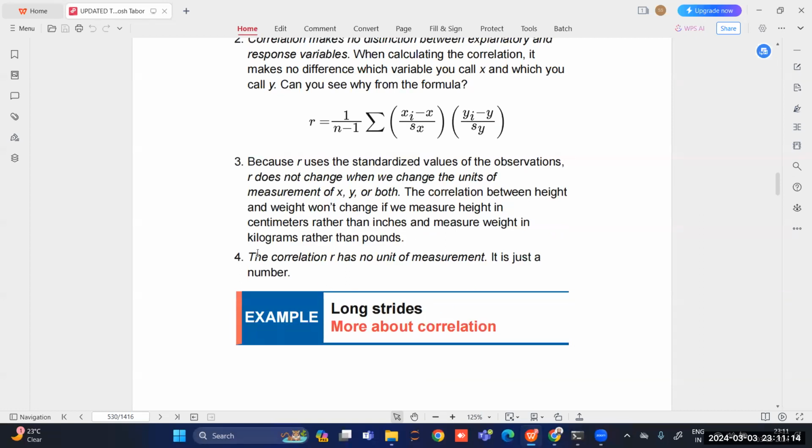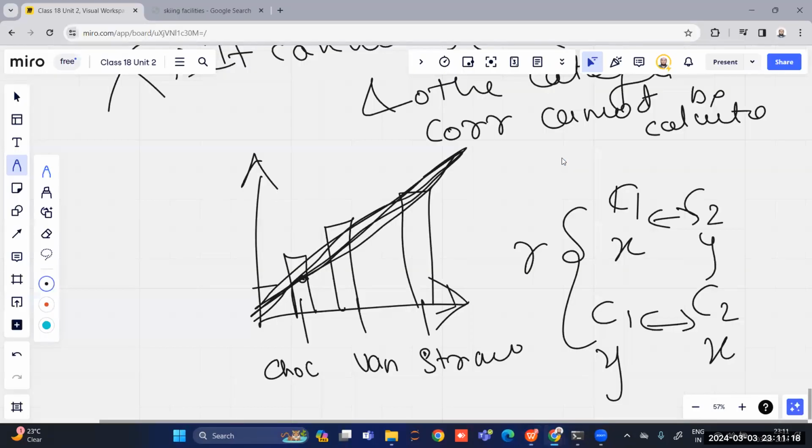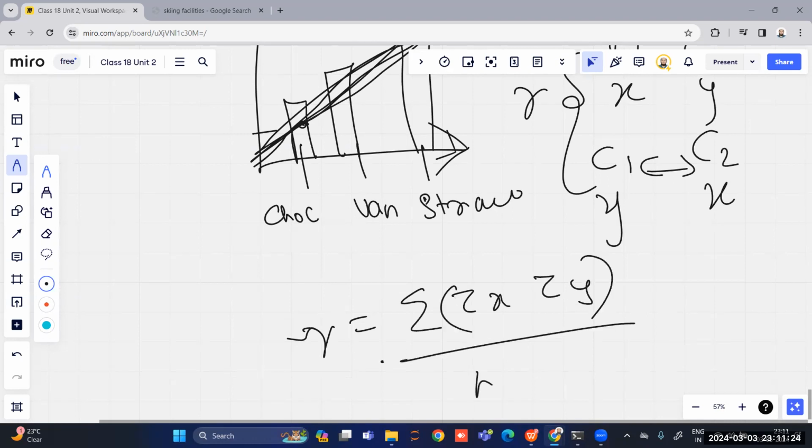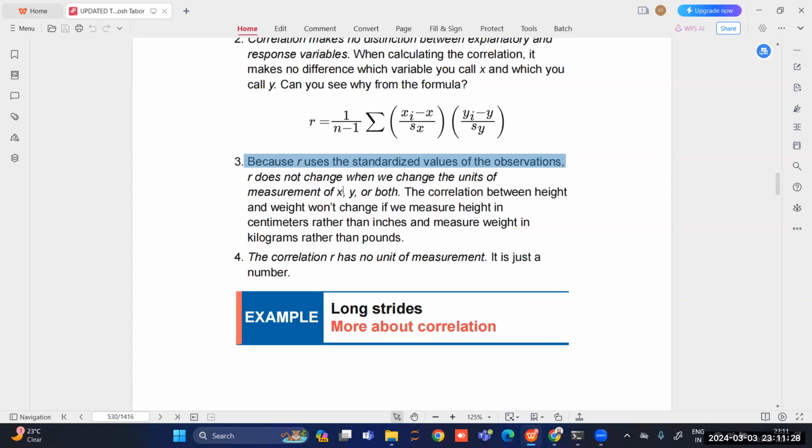Because r uses the standardized values of the observations, we have seen what r is. Remember this basic formula: the summation of zx times zy, divided by n minus 1. So r does not change when we change the units of measurement of x or y or both.